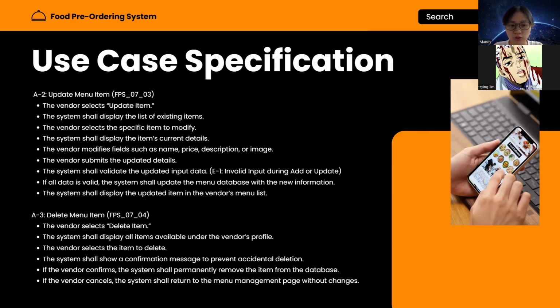The system shall show a confirmation message to prevent an accidental deletion. If the vendor confirms, the system shall permanently remove the item from the database. If the vendor cancels it, then the system shall return just to the menu management page without any change.